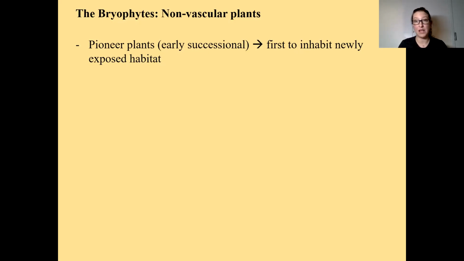Another example could be if you have an island, right? Let's say there's an underwater volcanic eruption and it causes a new island to emerge out of the sea, right? That would be newly exposed habitat. And so the pioneer plants, or those early successional plants, will be the first to show up there and establish things. So all the bryophytes are capable of doing that.